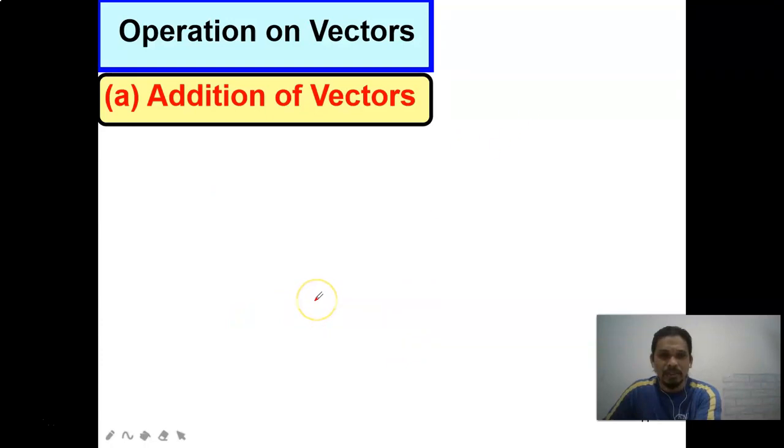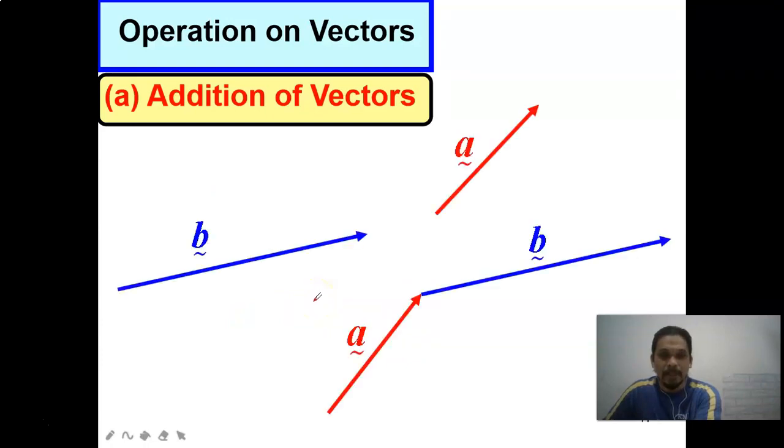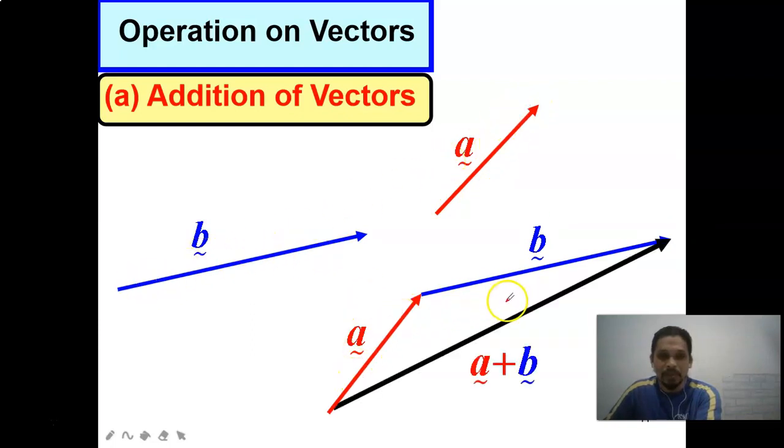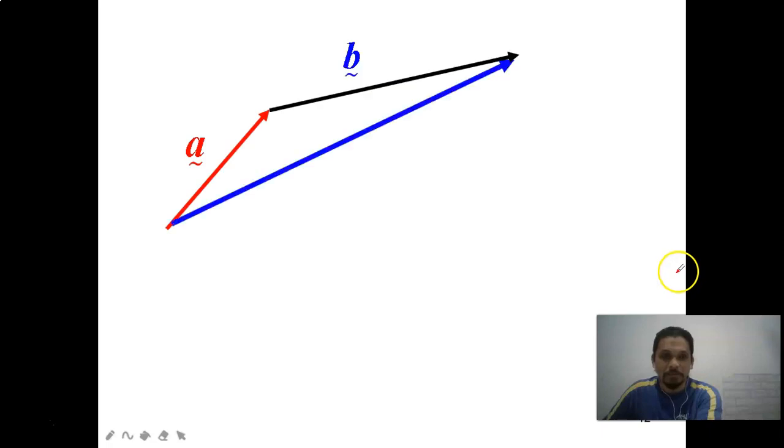And operation of vectors, addition. So then the vectors of A and the vectors of B, if we combine here now, it gives us the vectors of A plus B equal to the vector AB. Okay, using the triangle law.